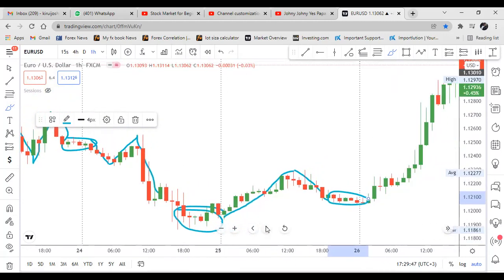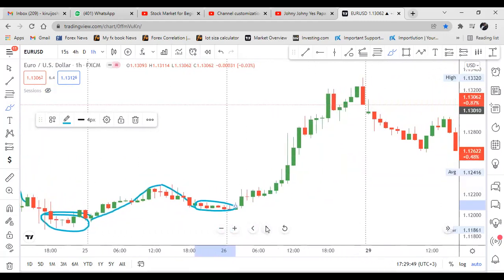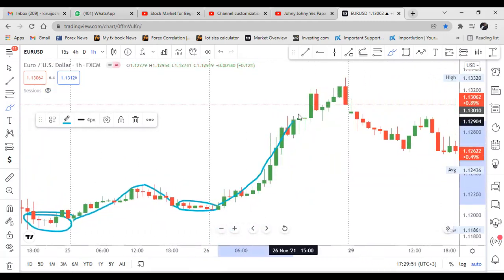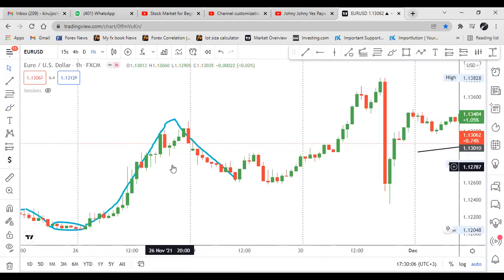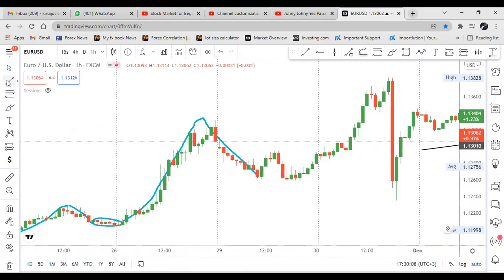After that consolidation, the market moved bullish from this low here to that high. So we can just consider the whole of this a bullish move. Then from reaching that high, the market came down. So this is a bullish move and this is a bearish move. The market came down to this bearish move here, and reaching this place here, there was a small bullish movement, small bearish movement, and a consolidation.